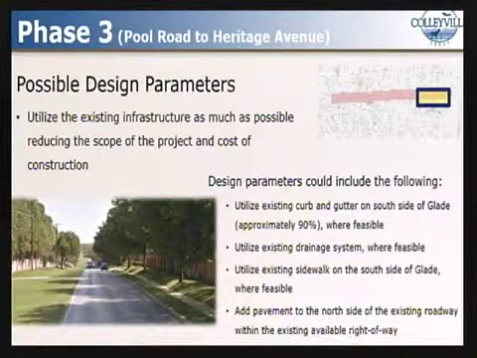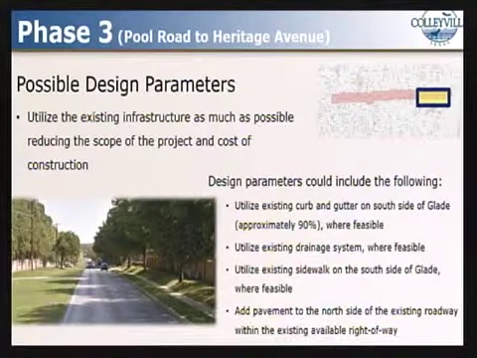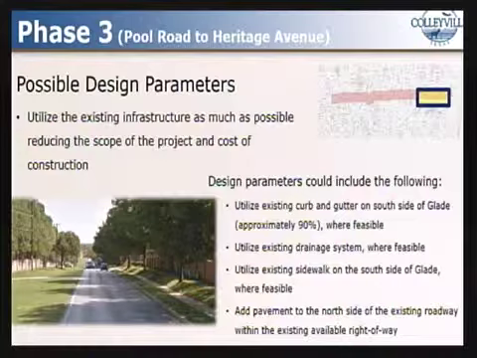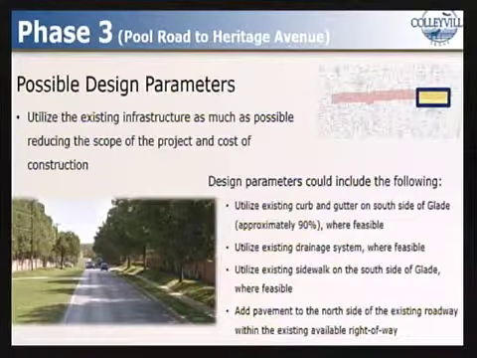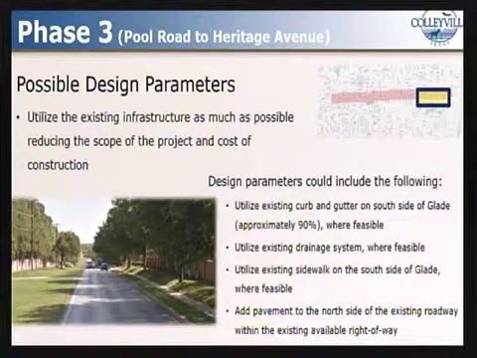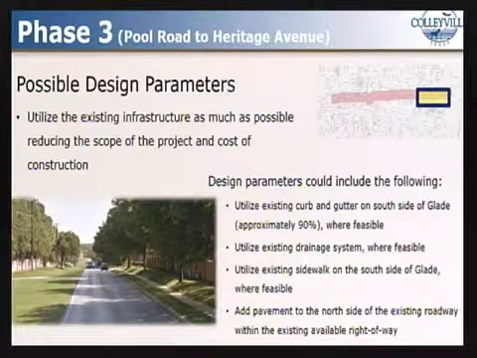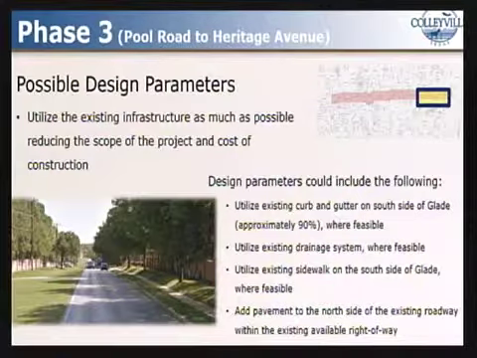When we look at this specific section of the corridor, there may be some design parameters that may help shape the design to meet the intent of City Council. Some of the possible design parameters include using the existing infrastructure as much as possible to help reduce the scope of the project and limit the cost of construction.